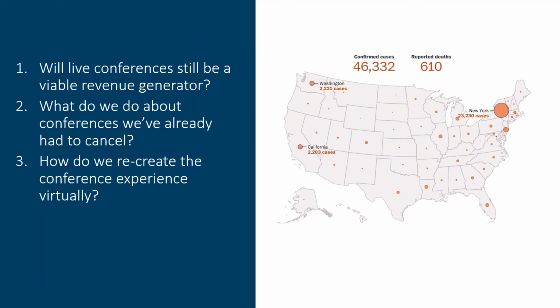These are some of the big questions that you have right now and that we've seen. One of the scariest ones is, will live conferences still be a viable revenue generator for associations? Number two, what do we do about conferences that we've already had to cancel? Are you going to try and replace your March and April conferences with a virtual event? Are you postponing them? What can you do and what are your options? And then lastly, how do you recreate the conference experience virtually? There's a lot of networking and peer-to-peer contact at live events, and there are ways to enhance that virtually. So we'll talk about those today.